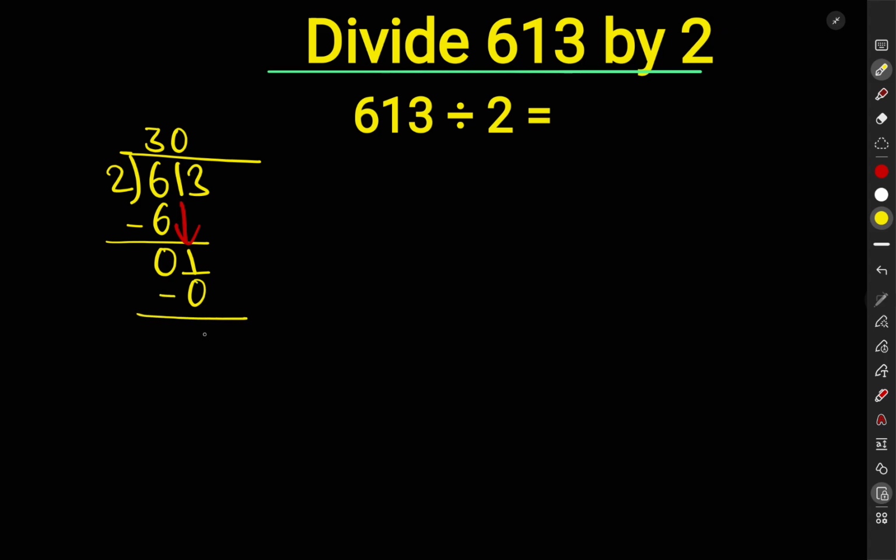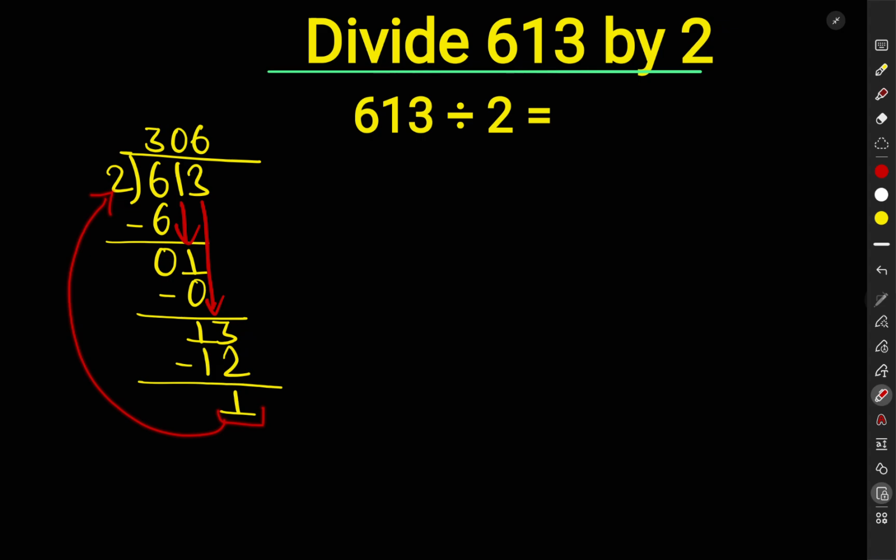On subtracting we get 1. So again we put down this 3 and it is 13. So 2 times 6 is 12. On subtracting we get 1. So now this 1 is less than 2 and there is no other number to put it down.